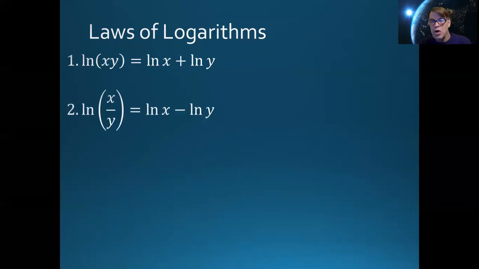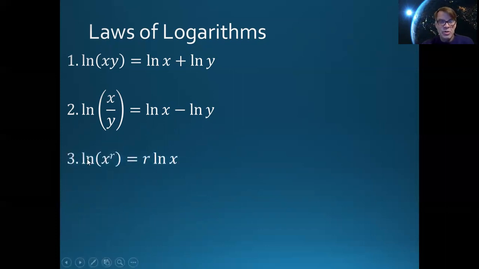Second, this also works for logs in general. The natural logarithm of x over y is the natural logarithm of x minus the natural logarithm of y. And then finally, the natural logarithm of x raised to a power r, that power pops right out, is the same as r times the natural logarithm of x. These are going to be very, very helpful when we get to logarithmic differentiation. Okay, so laws of logarithms. We're getting close to the end. This is a quick video, as these videos go.